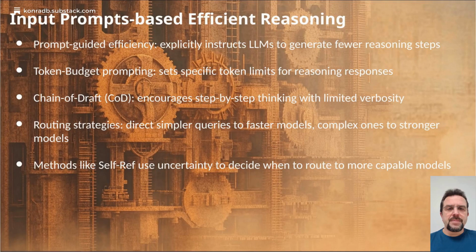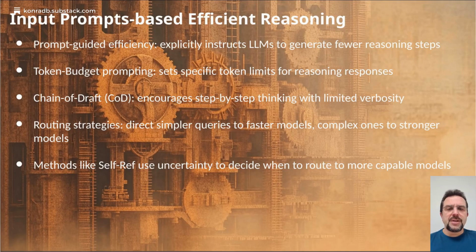Section 5 covers approaches that use input prompts to guide efficient reasoning. Prompt-guided methods explicitly instruct models to generate fewer steps, with techniques like token budget setting specific limits on response length. Chain-of-draft prompting encourages models to record only essential insights in each step. Routing strategies dynamically assign queries based on complexity. Simpler queries go to faster models, while complex ones go to more powerful models. Some systems, like Self-REF, extract uncertainty scores from the model itself to determine when to route to stronger models, optimizing both efficiency and accuracy.